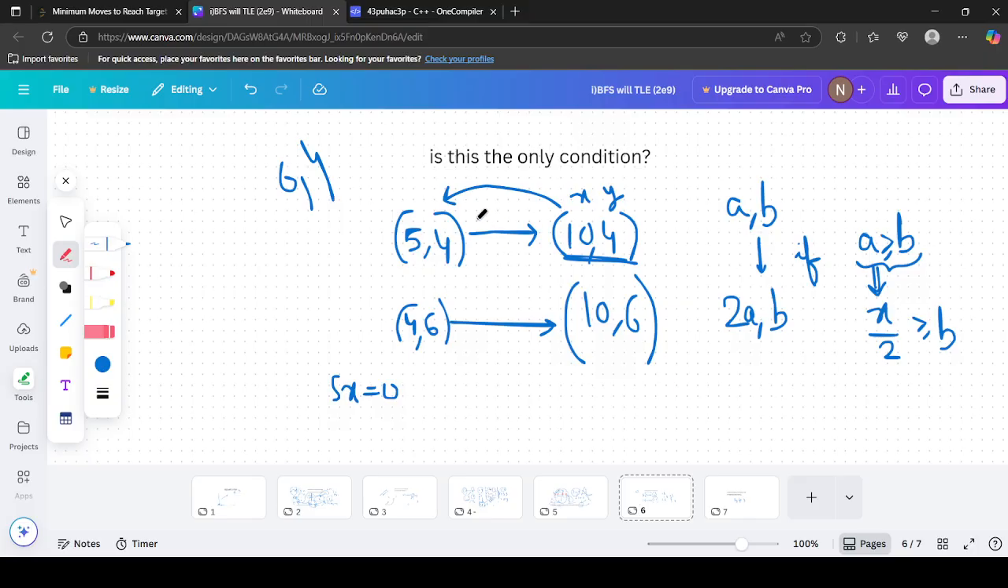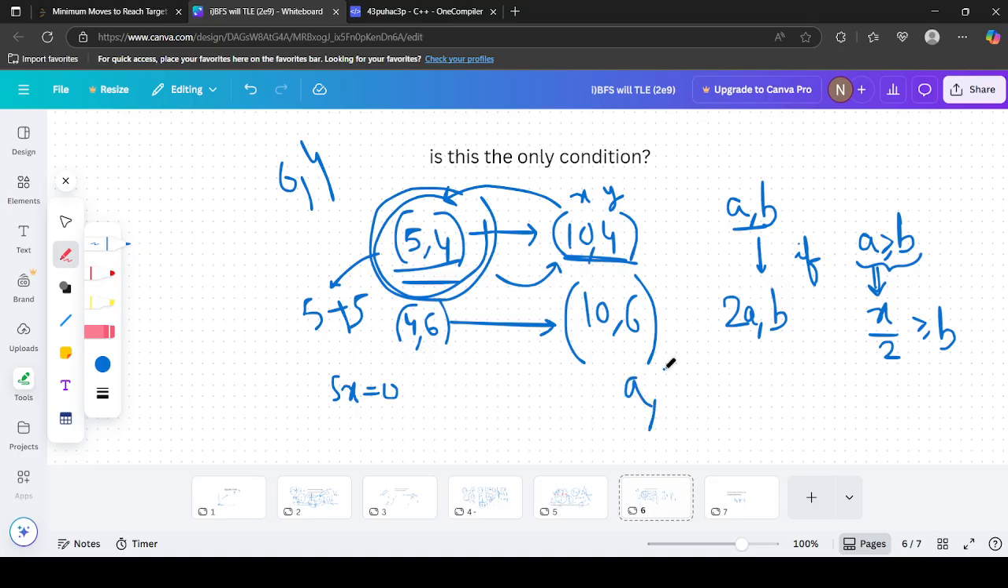So for 10 comma 4, we might have reached from 5 comma 4, because the maximum of these two is 5. So 5 plus 5 is 10. So for 5 comma 4, if we use the original operation, 5 plus max, it will be 10. So from 5 comma 4, we might have reached 10 comma 4. So why is this correct? Let's assume the original point is a comma b, and now we are checking for 2a comma b.